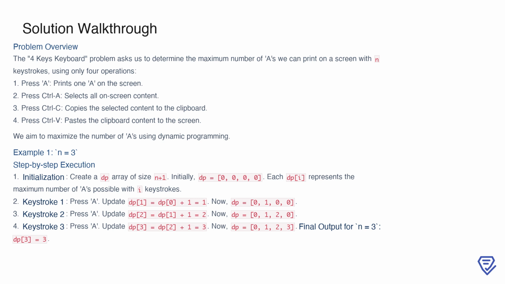To solve this, we'll use a dynamic programming approach, where each dp[i] represents the maximum number of A's we can achieve with i keystrokes. For example, with n equals 3, we initialize our dp array as 0, 0, 0, 0. The first keystroke is pressing A, which gives us dp[1] equals 1. The second keystroke presses it again, resulting in dp[2] equals 2. Finally, the third keystroke presses A once more, making dp[3] equals 3. Thus, with 3 keystrokes, the maximum number of A's we can achieve is 3.